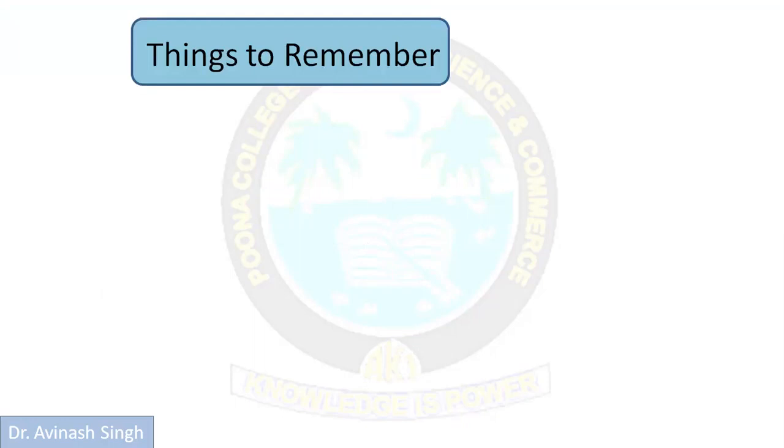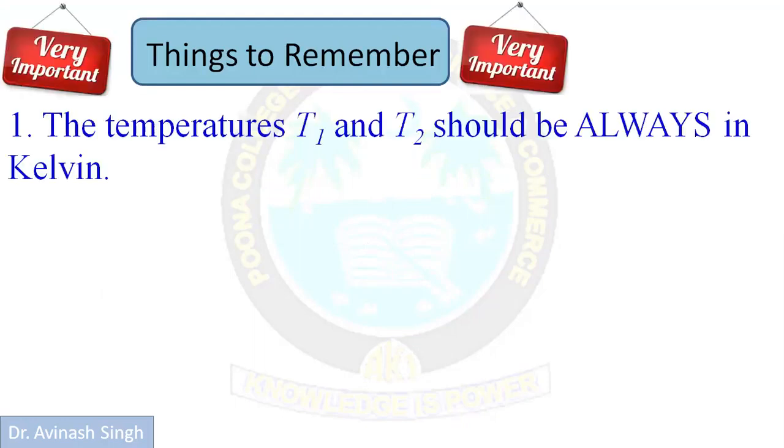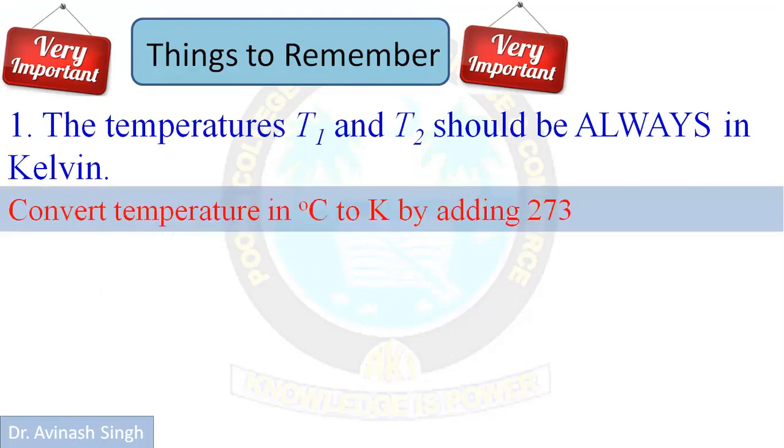These are the things you need to remember before you start solving the problem. First of all, the temperatures T1, T2 should always be converted into Kelvin. Normally, in a numerical, temperatures are given in degree centigrade. If it is given in Kelvin, then you don't have to convert anything. However, if the temperature is given in degree centigrade, you have to convert it to Kelvin by adding 273.